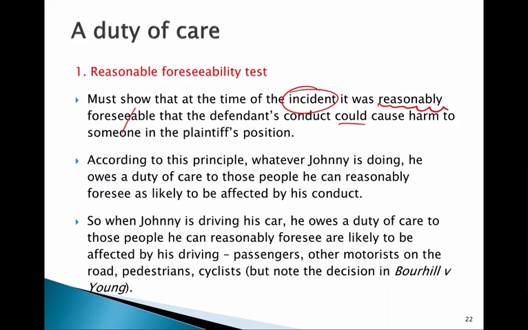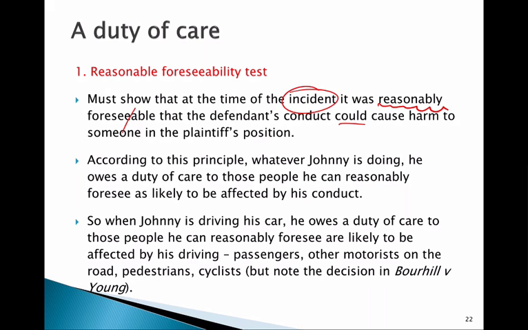So what he's thinking about are people who are closely and directly affected by your act. So we have an element of proximity here. Who is going to be affected by the act or omission?